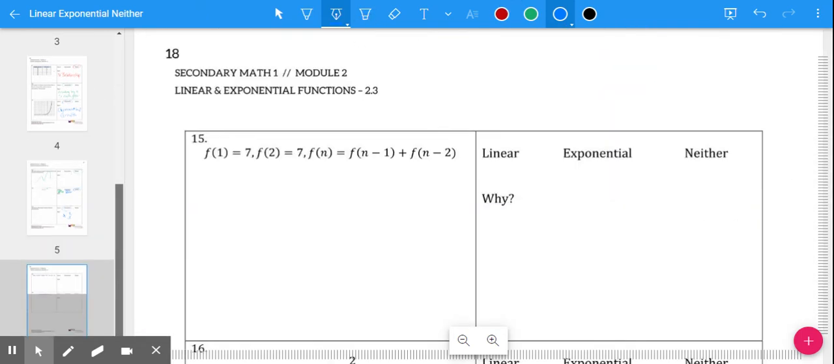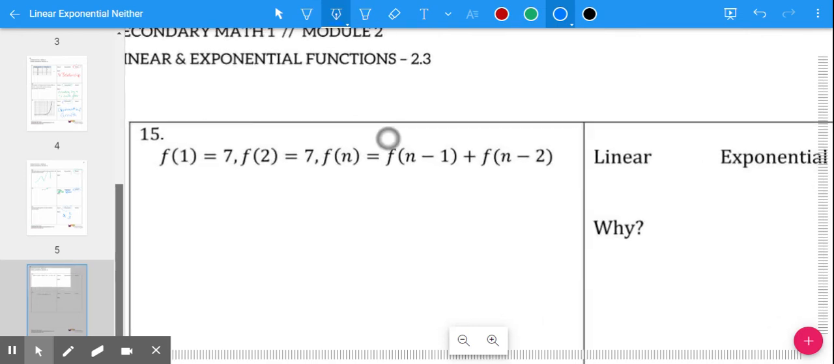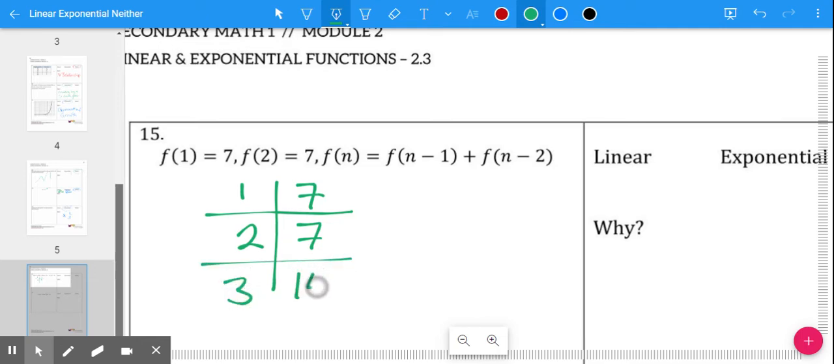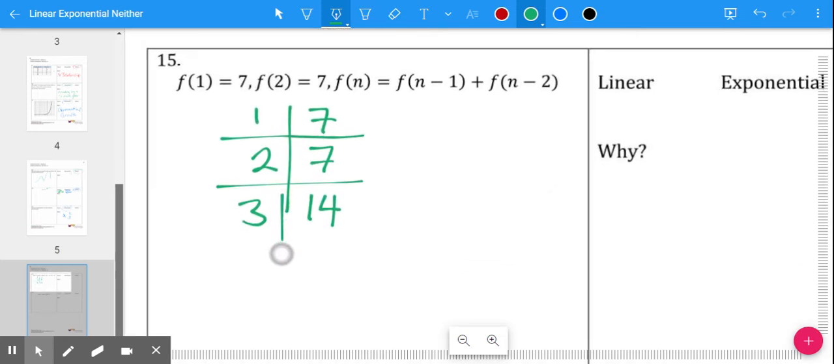And then the last page. We have this. F of 1 is 7, f of 2 is 7. So if we were to create a table, we have the first term is 7, the second term is 7. And then it says to find the next term, we add the 2 previous terms. So this would be 3, 14, and then this one would be 4, add the 2 previous terms is 21.